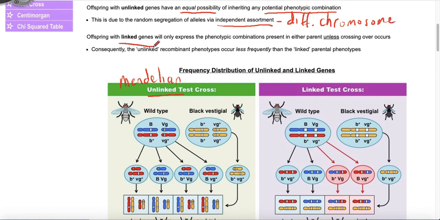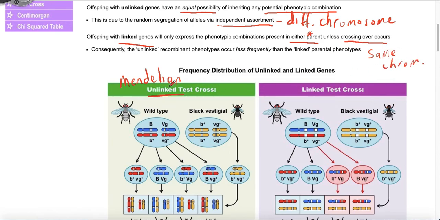We've studied linked genes in the previous videos. And we know that linked genes will only express the phenotypic combinations that you find from the parents. So most of the combinations will come from the parents unless some type of crossing over occurs, right? And this is due to perhaps the fact that the genes might be separated by a larger distance per se. So in linked genes, we know that the alleles are found on the same chromosome.